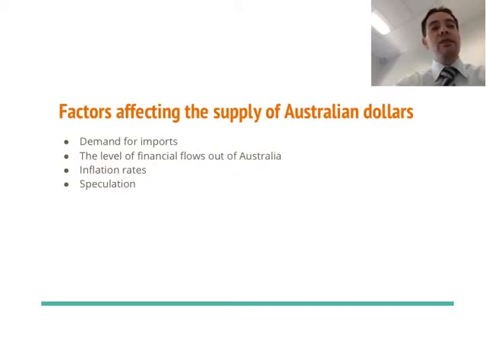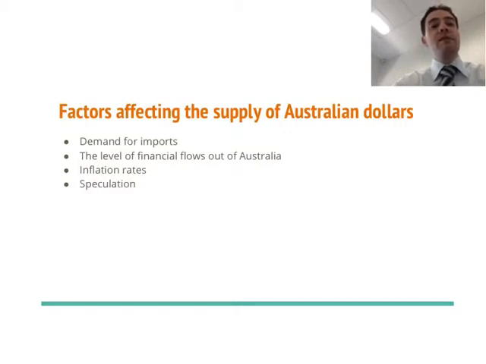So the level of financial flows out of Australia is another point as well. So if we have a lot of investment going out of Australia, or we see a lot of profits going out of Australia, we'll see the supply of Australian dollars increase on the forex market, thereby depreciating that value. Inflation rates. If our inflation is increasing in Australia, that means that our products are a lot more expensive than the imports, so therefore we'll see a supply of Australian dollars increase because we'll be importing a lot more because the prices in Australia are increasing. Likewise, if our inflation actually decreases, we won't demand as many imports.